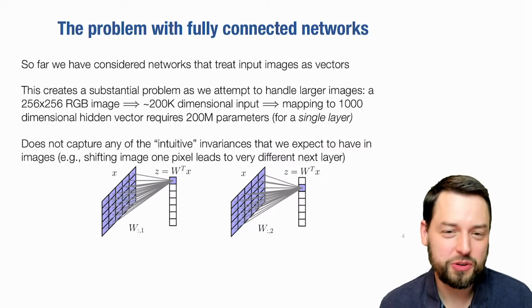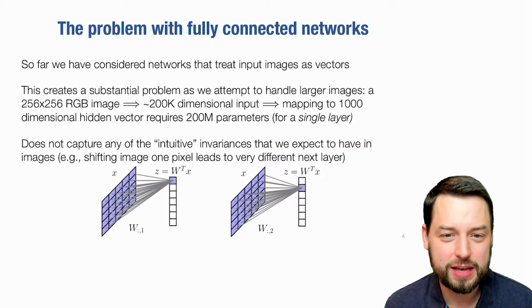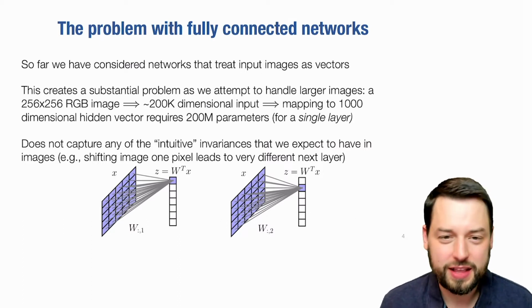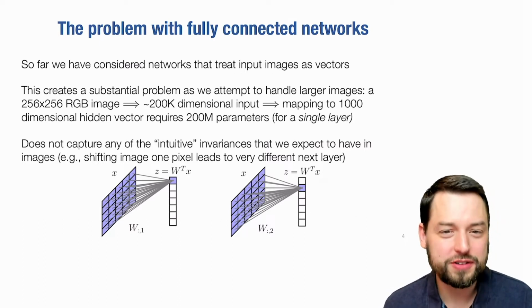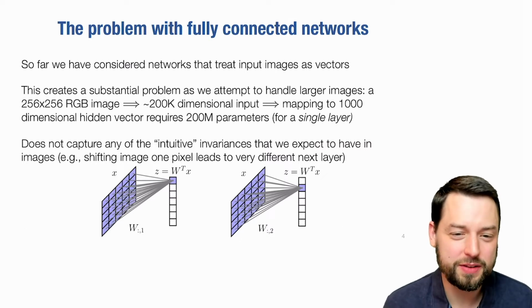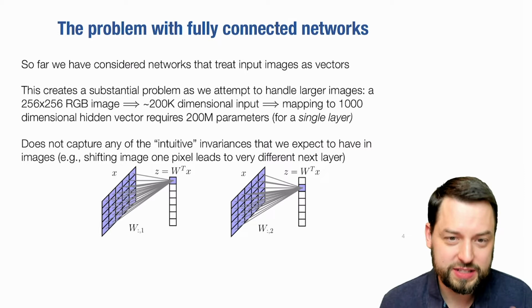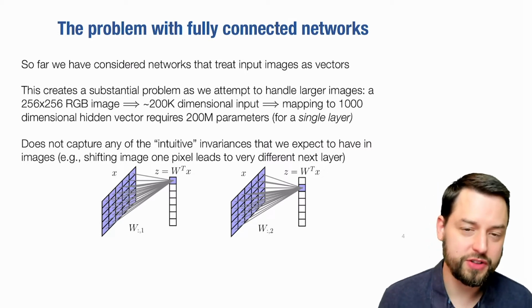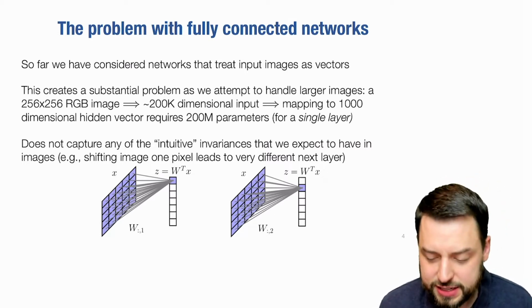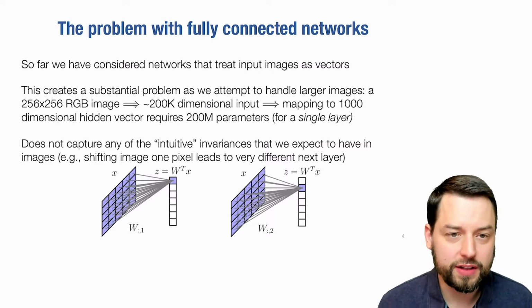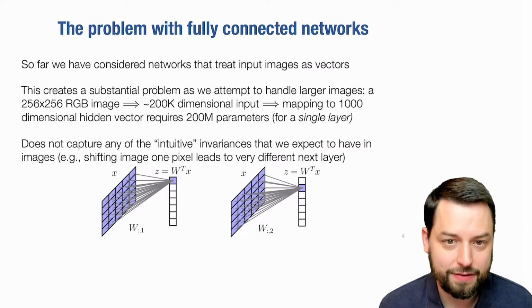And the reality is, this would just not capture nearly enough structure in the image to actually capture it very well. So it's a whole lot of parameters for any practical method, but the second thing is it just wouldn't work that well. And the reason why it doesn't work that well, besides just involving too many parameters that are going to overfit to your data, is that it doesn't capture the intuitive invariances that we expect to have in an image, right?